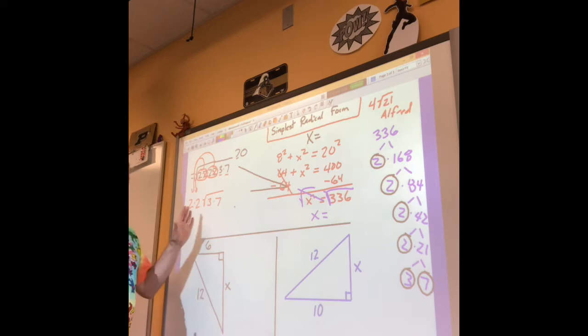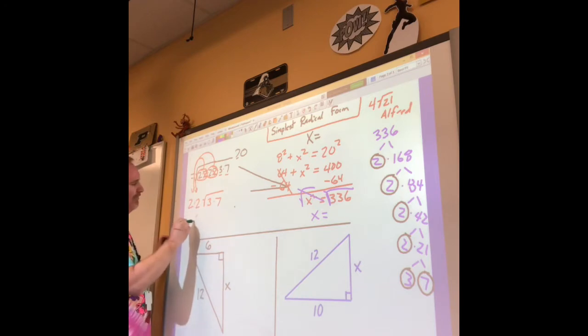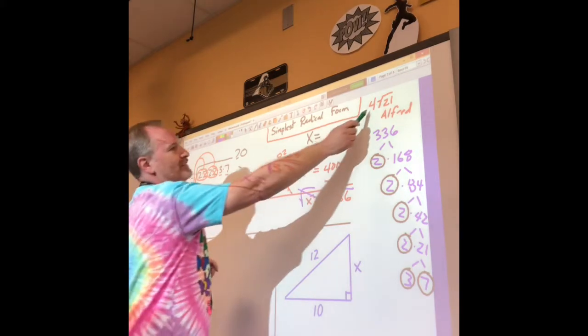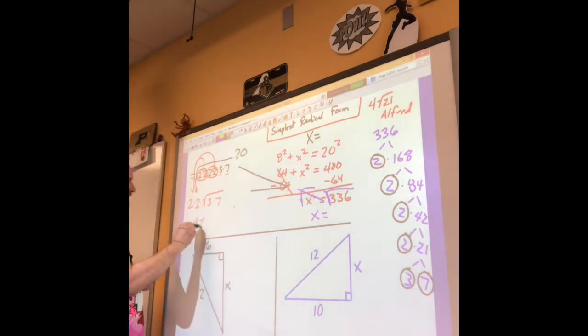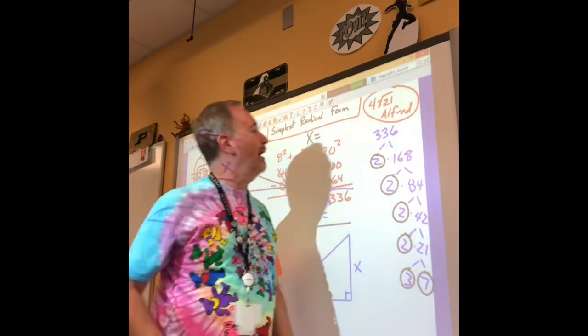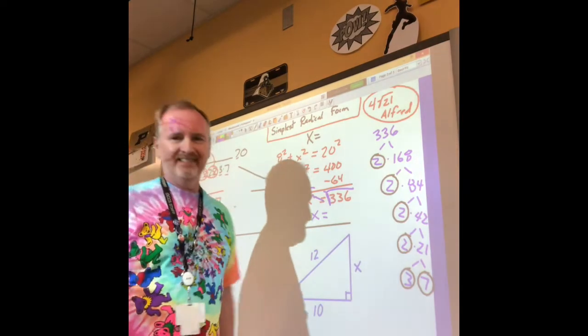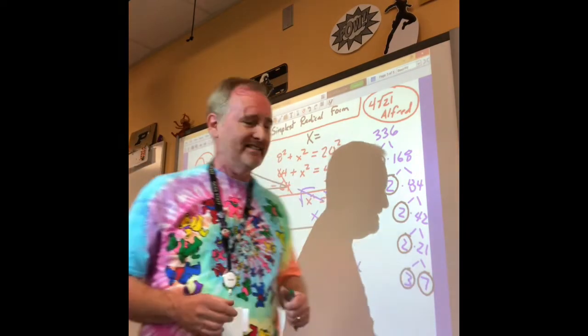All right, so once the dust settles, two 2s escape. Now they multiply back together. So that would be 4, which is what Alfred said, 4 on the outside. And then on the inside, 3 times 7, that's 21. So Alfred is absolutely right. 4 radical 21. Any questions? All right, this is pretty easy stuff, right?